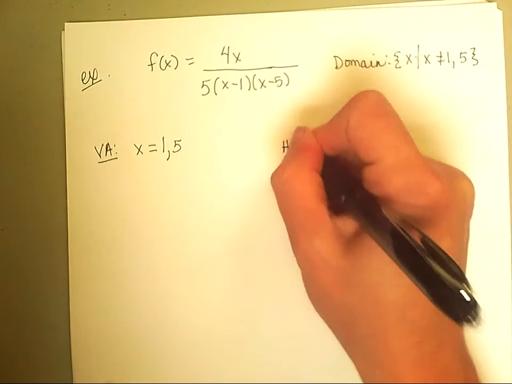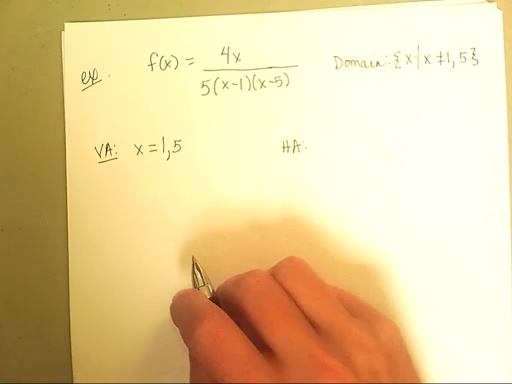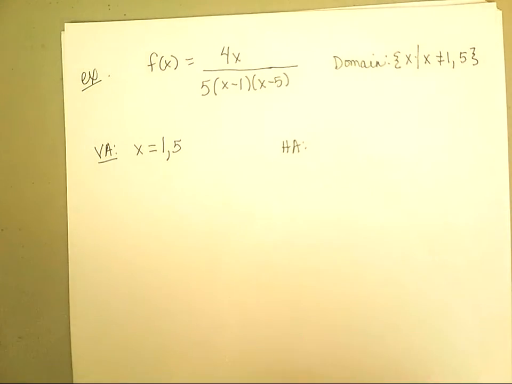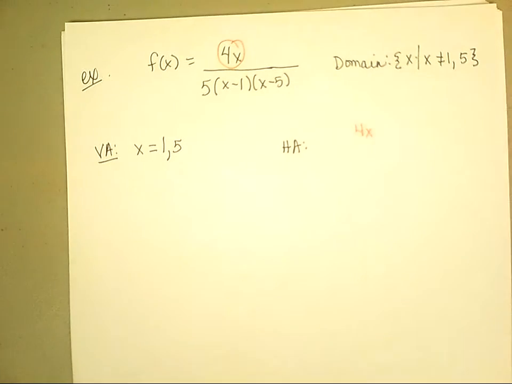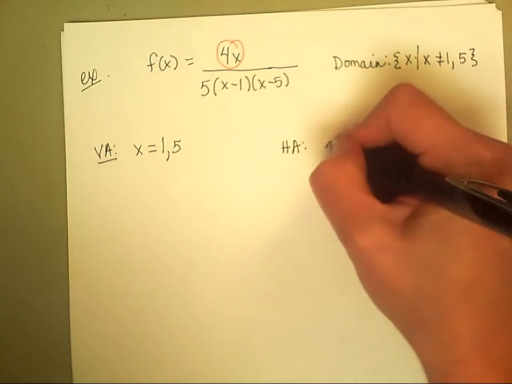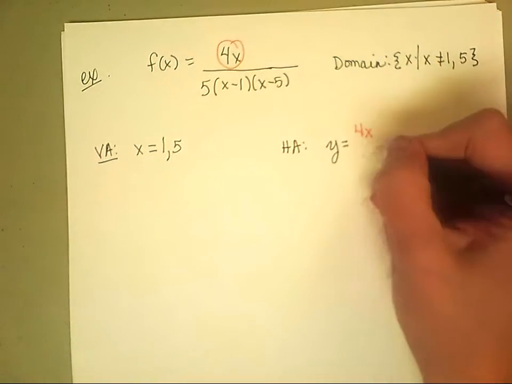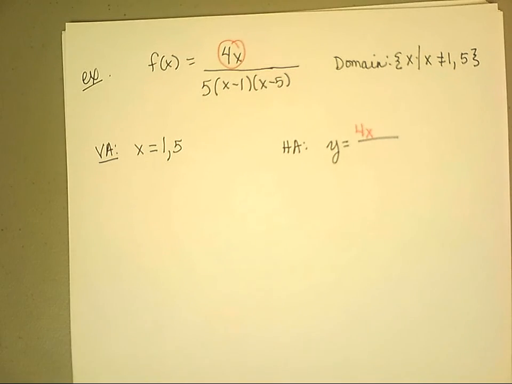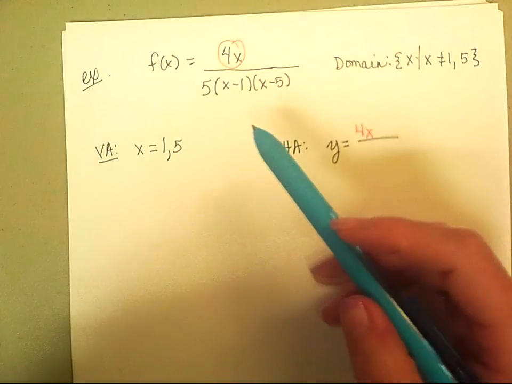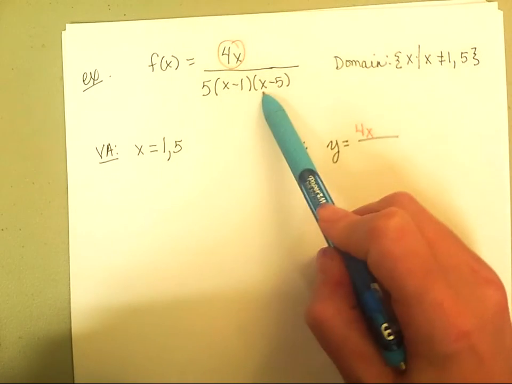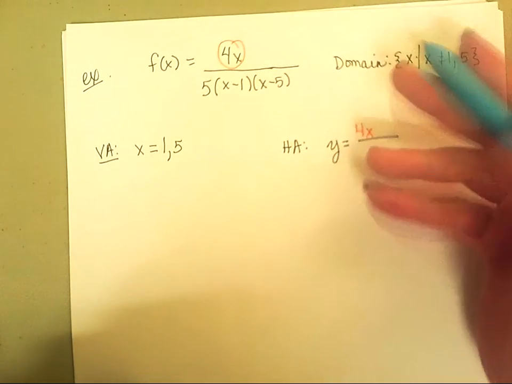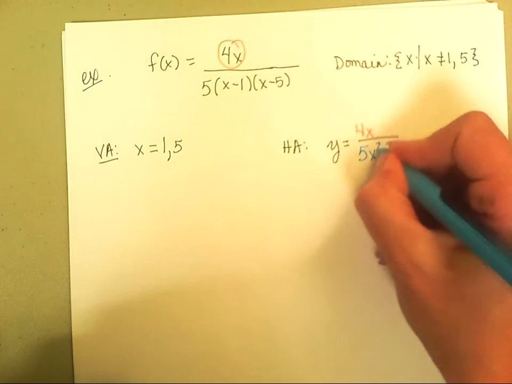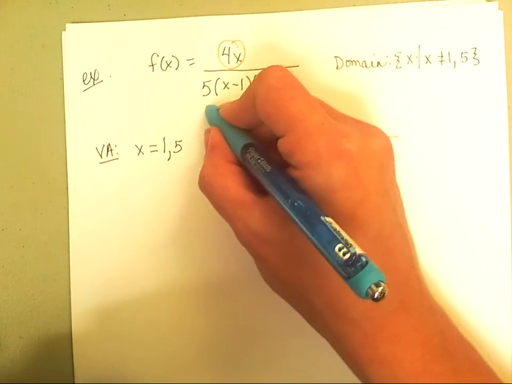What about the horizontal asymptotes? Well, what is the dominant term of the numerator? That's quite easy to see. The numerator is just 4x. So 4x will be the top. It's going to be the line y equals something. Then we're dividing by the dominant term of the denominator. We have to look at this. If we FOIL it out, we'd get an x squared term times 5. So the dominant term here is 5x squared.